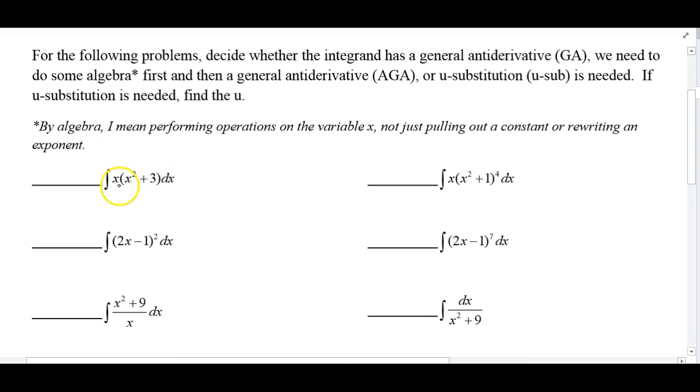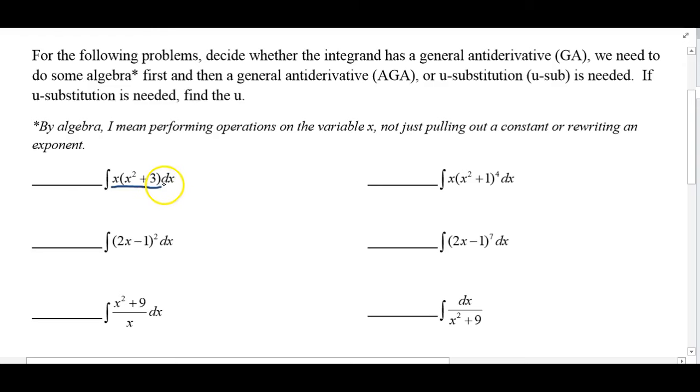So we'll look at the first one. We start by looking at the integrand, right? So we're looking at x times x squared plus 3. The first thing we're going to ask ourselves is, is there a general antiderivative? And the answer to that is no. I don't have a sum or difference of a bunch of terms. I have this product, and I don't know something such that when I take its derivative, I get this specific thing out as its answer.